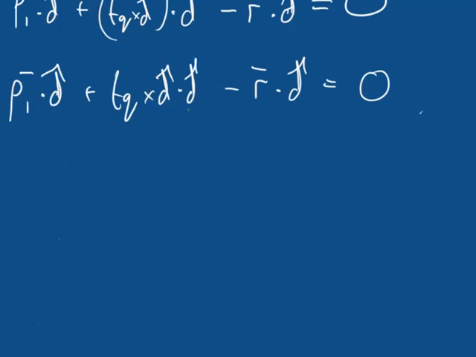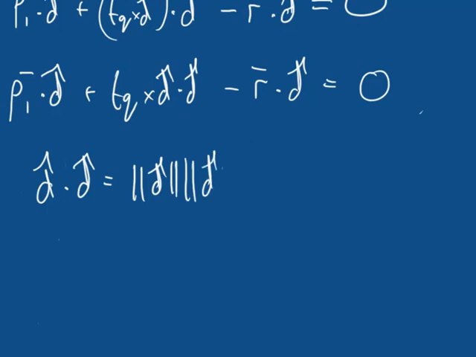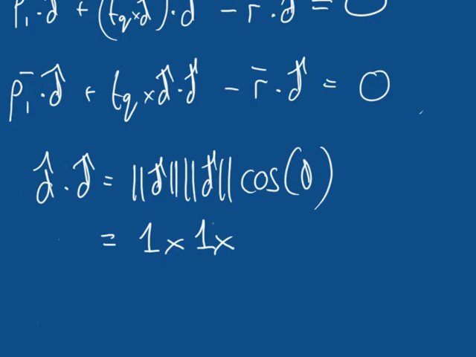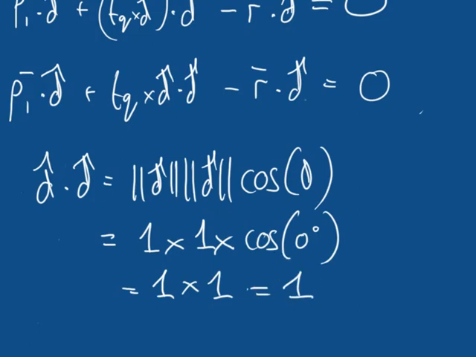It's why we chose to represent d as a unit vector when we were representing our line, because d dot d is equal to the length of d multiplied by the length of d multiplied by the cosine of the angle between them. Now we know that d is a unit vector, so we get 1 multiplied by 1, and the angle between d and itself is 0 degrees. The cosine of 0 degrees is 1, so we get 1 multiplied by 1, which means that d dot d is just equal to a value of 1. So because d dot d is equal to 1, this entire term becomes a value of 1.